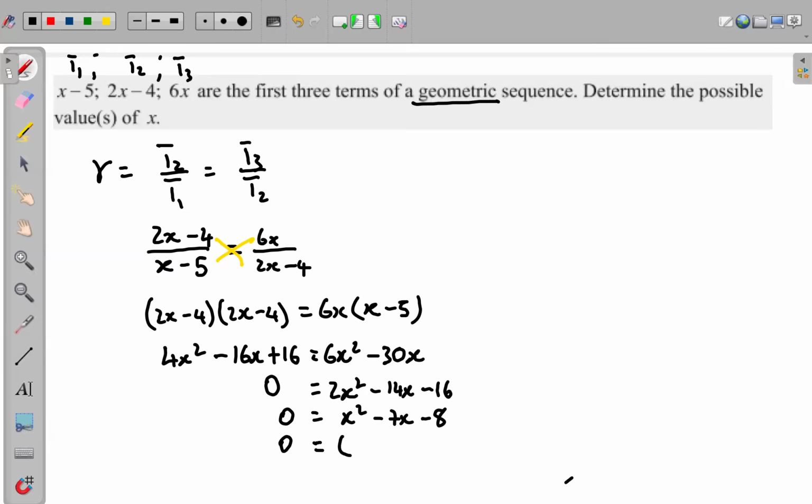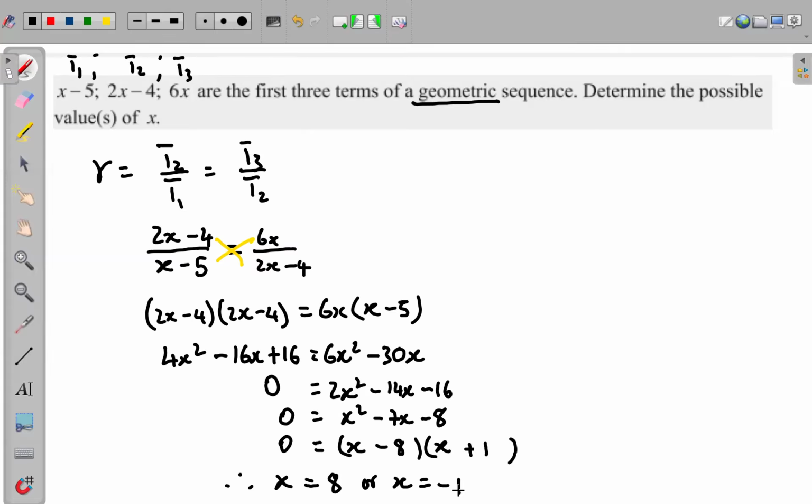Then I'll just have fun here. Factorize this: x, there's got to be a minus 8, and this here must be a plus 1. And therefore, x is equal to 8, or x is equal to minus 1.